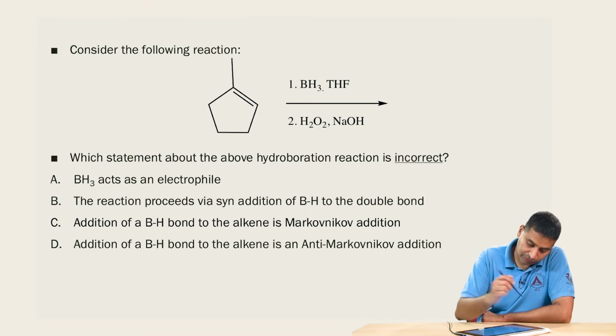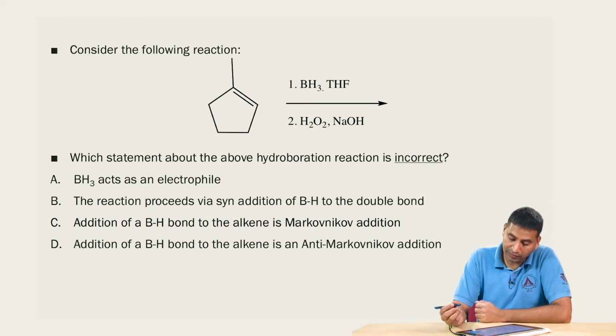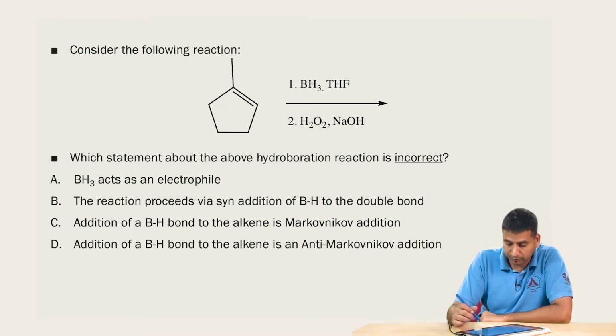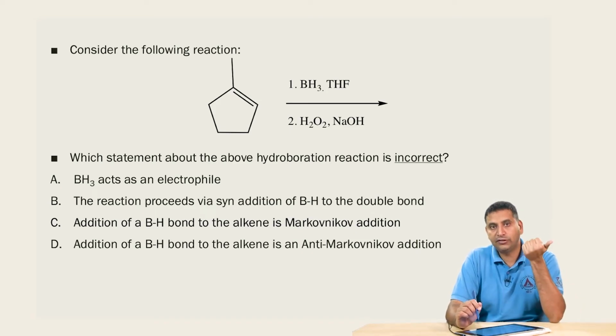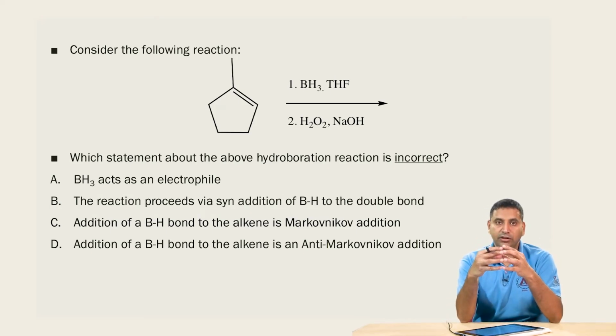Okay. The next question here is, which statement about the above hydroboration is incorrect? Okay. So, keep in mind what we are asking is which of the following statements is incorrect. Okay. So, the first choice is BH3 acts as an electrophile. So, based on our understanding, an electrophile is something that reacts with a pair of electrons or a negative charge. So, borane being electron deficient, it is a very good example of an electrophile. So, therefore, this statement is correct.